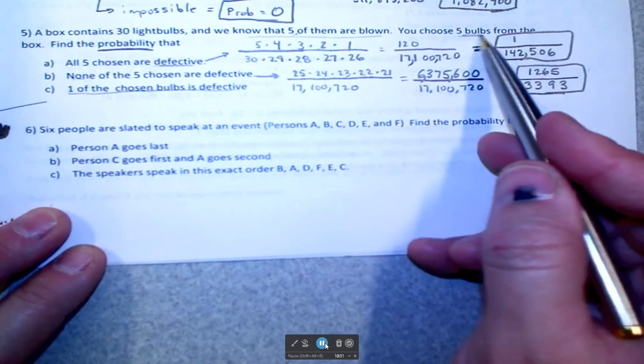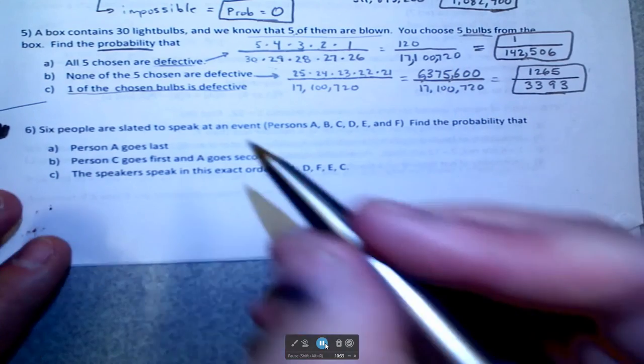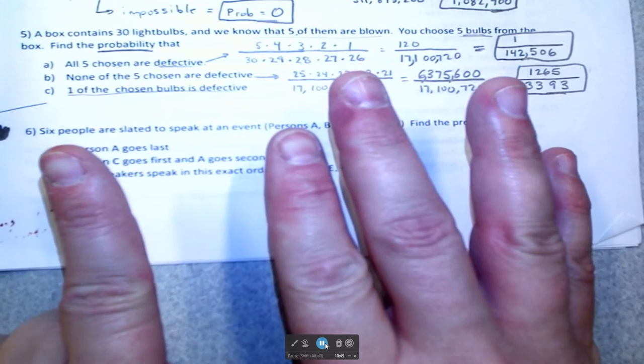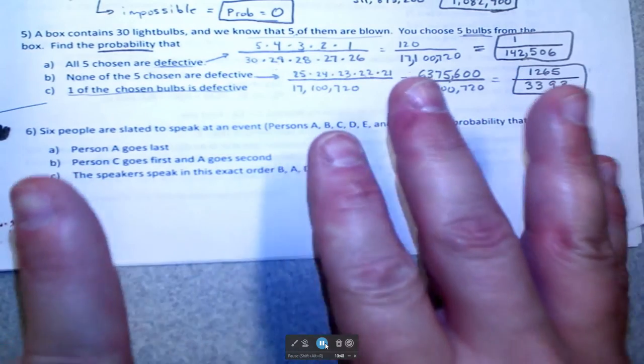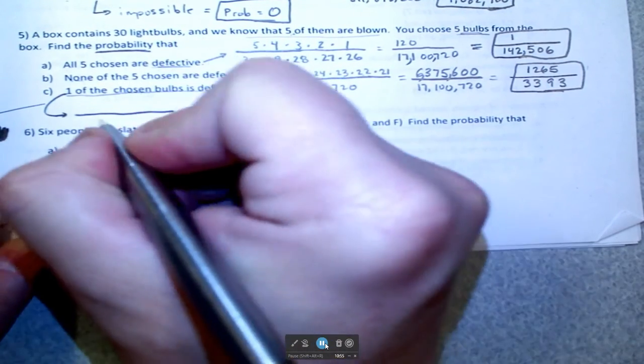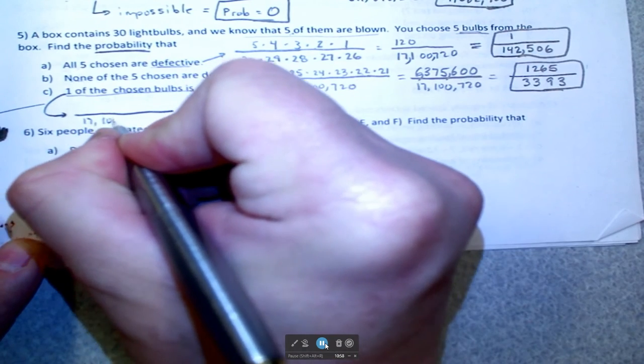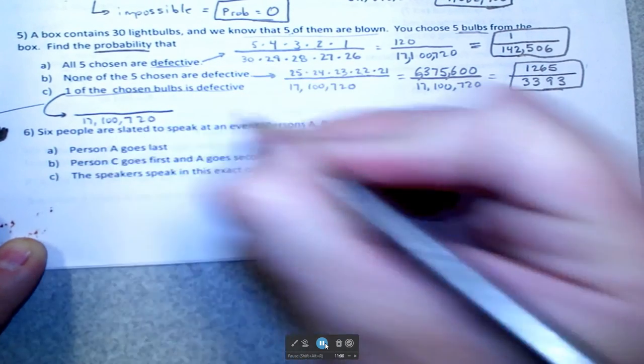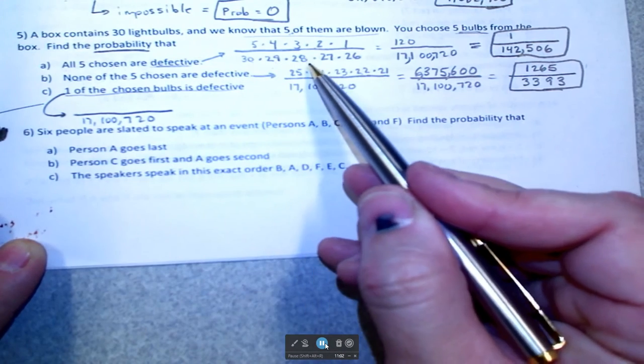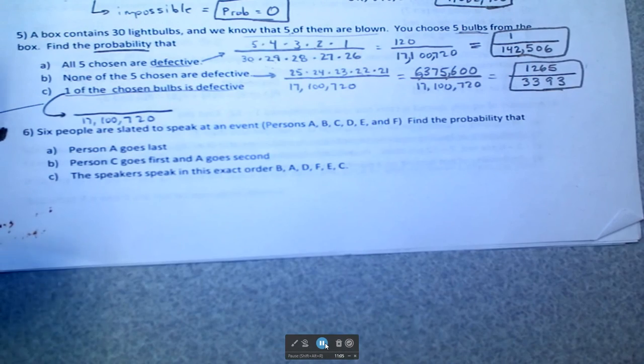So we're going to pick 5 bulbs, and we're saying 1 is defective and 4 are not defective. So we have to pick 1 bad one and 4 good ones. 1 bad one and 4 good ones. So we're going to have 2 different things going on in our numerator. So what do we know about our denominator? We know our denominator is going to be 17,100,720. Why? Because you got 30 times 29 times 28 times 27 times 26.